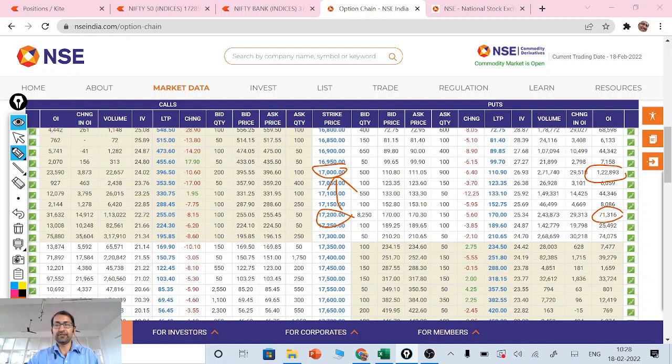So you cannot find major open interest positions above. So 17,200 is one small support. If it breaks, then there is a big support at 17,000. So that is what the option chain is suggesting.